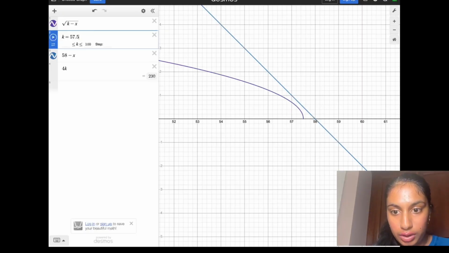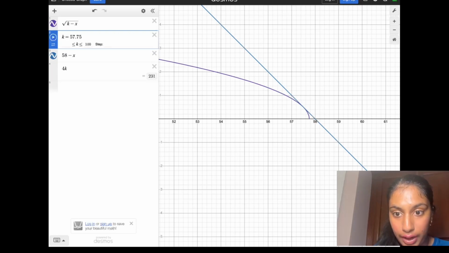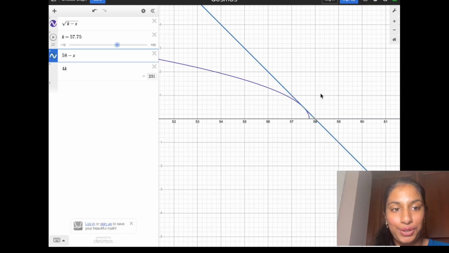So if I were to keep changing this, okay, 57.5 won't work. So let me try 57.75. That works. I have an intersection right there. So that's actually where my first intersection is at. So be careful, because now we see that the minimum value of 4k is actually 231.